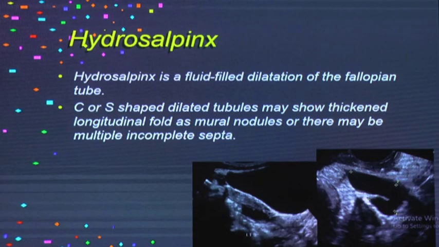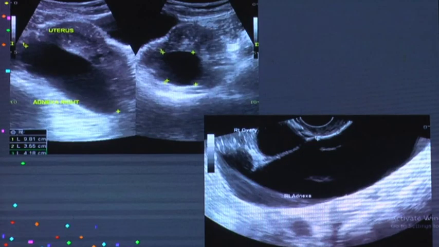And the hydrosalpinx is the dilatation of the fallopian tube. There are either C or S-shaped dilated tubules which show thickened longitudinal folds as mural nodules. Irregularity of the walls and septa may be seen, which are the incomplete separations, and this is the hydrosalpinx. Another picture is the transabdominal ultrasound, a wide-shaped cystic area, and this is the endovaginal view where you can see the incomplete separation. So this is a case of hydrosalpinx.